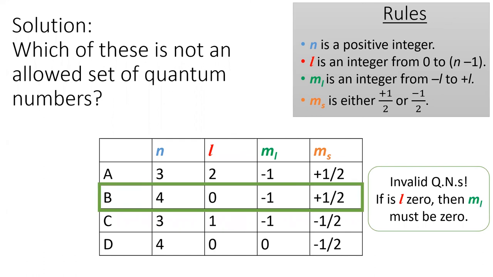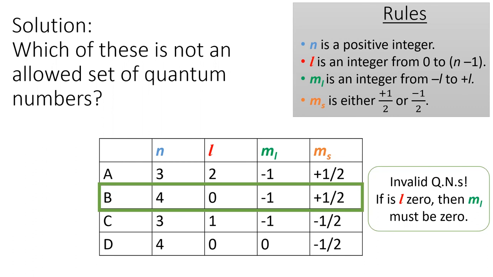And here's the solution. Check each number against the rules to the upper right. Note that you will not be given these rules on an exam. So, for example, electron A lives on the third floor, n equals 3. This means its second quantum number, L, can be anything between 0 and 2. So the second quantum number here for electron A is valid. The third quantum number can be anything between negative 2 and positive 2.